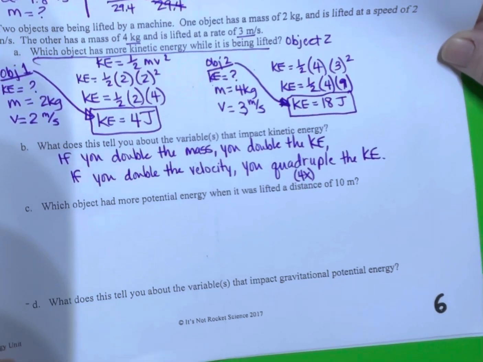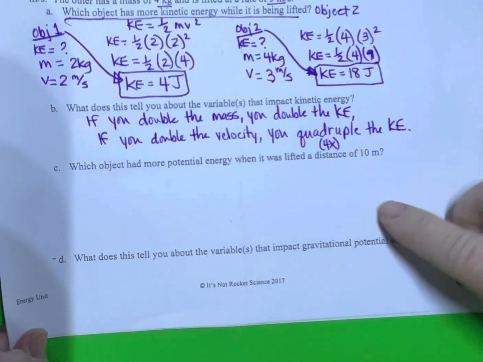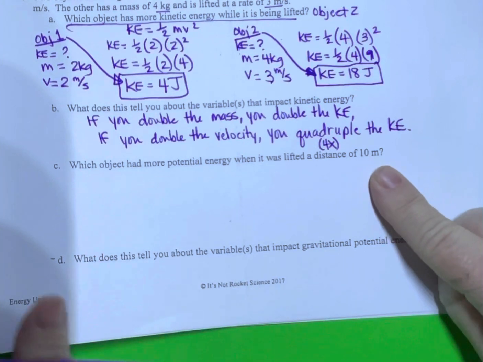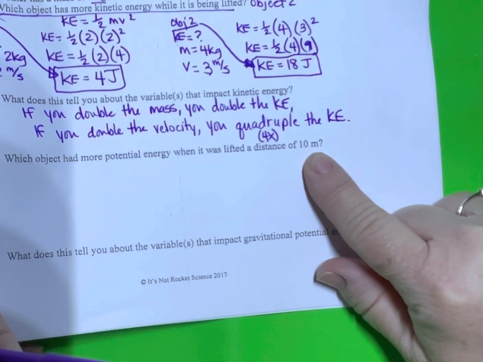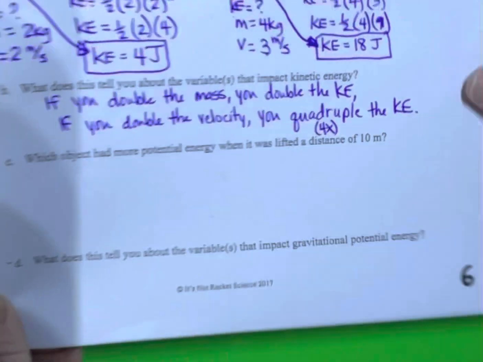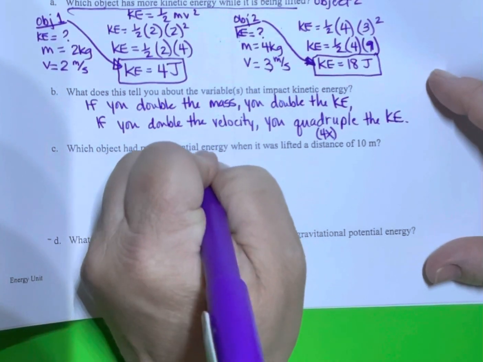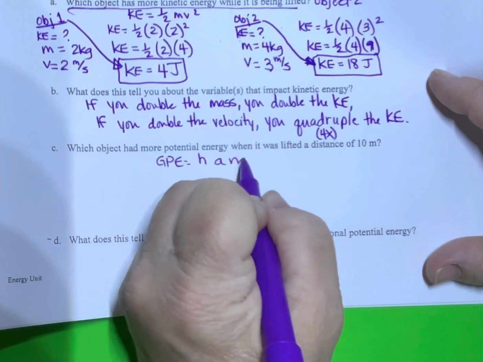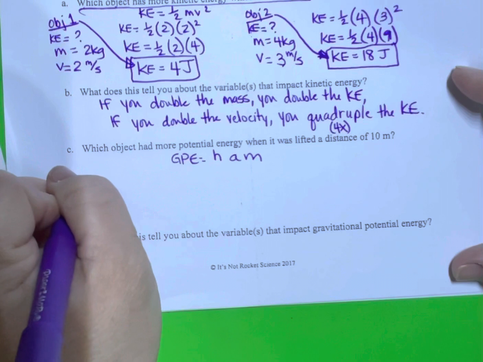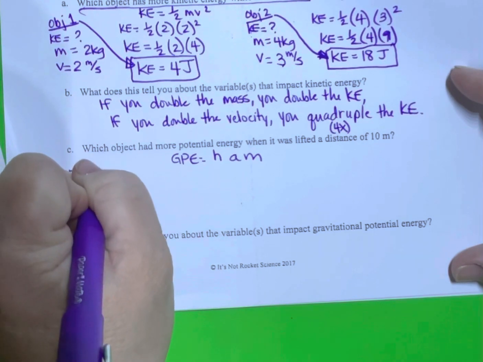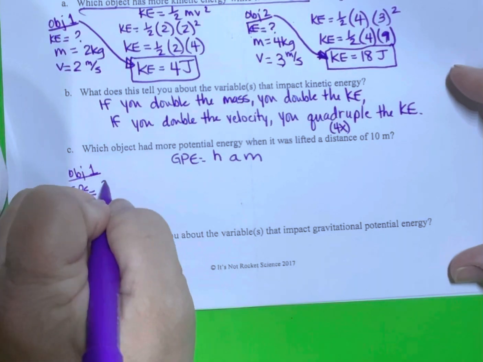Now then, letter C asks us to find the potential energy of those two objects if we have a height of 10 meters. Okay, if it's lifted a distance, so that becomes your height. So now we use that gravitational potential energy formula. Remember, it was GPE is equal to mgh. Okay, so now we have to find the GPE for object 1. So for object number 1, the GPE is, we don't know. We're going to solve for that.